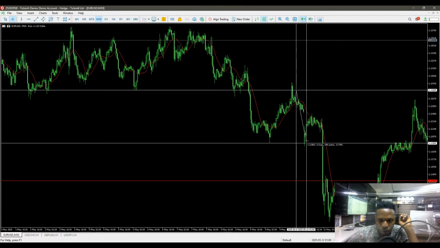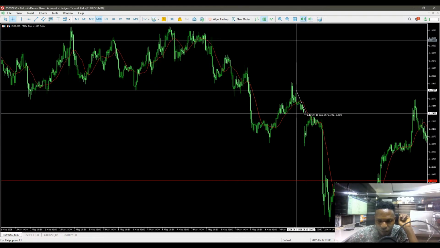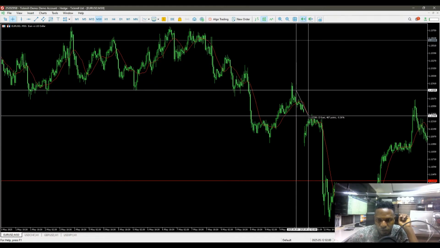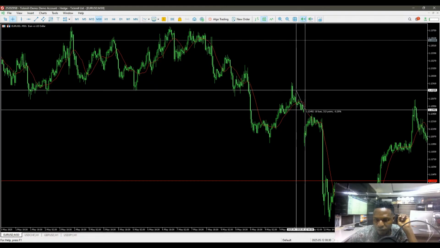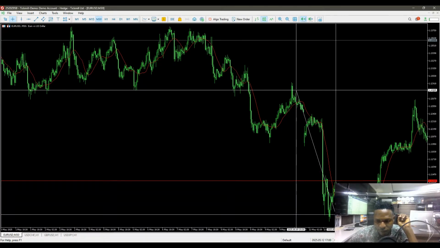This gap is another sign for someone to just break even and let the trade run. It's another sign there.